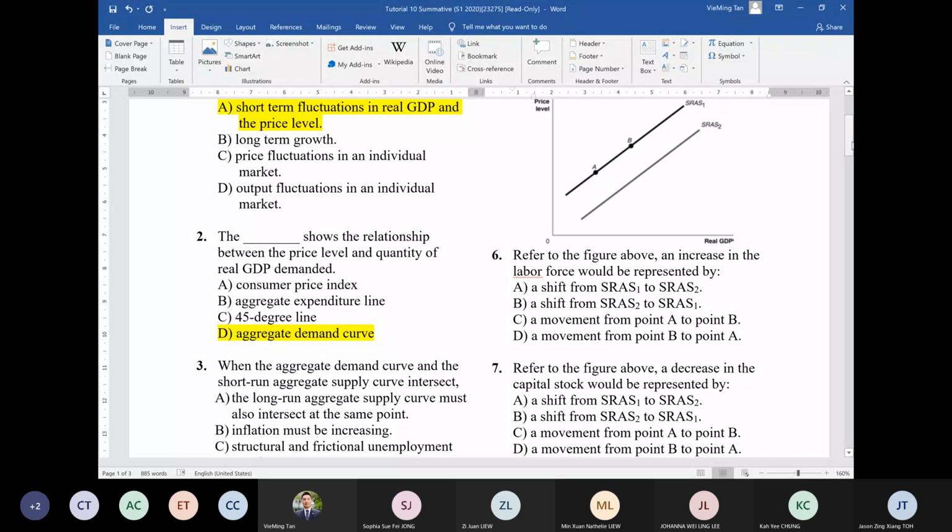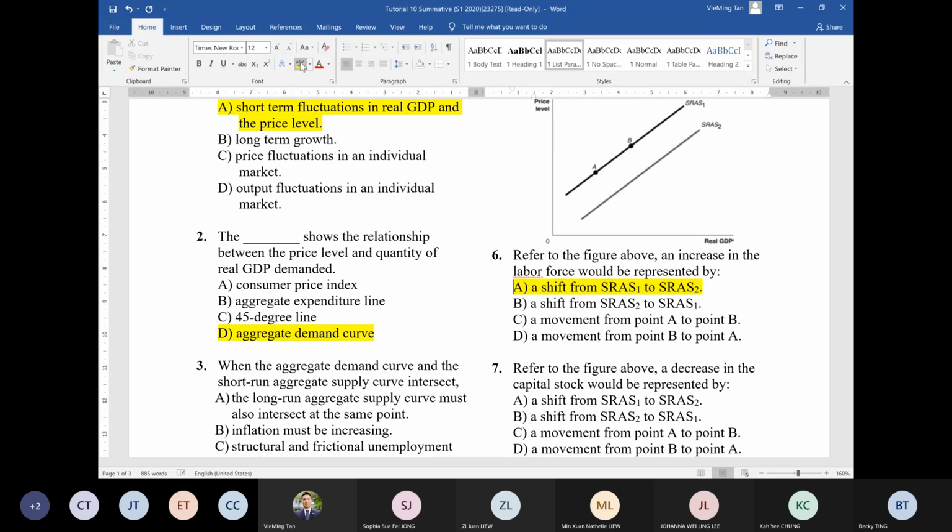Refer to the figure above. An increase in the labor force would be represented by A, a shift from SRAS1 to SRAS2. Correct. Answer is A. All right. Australia. Okay, number 7 also refers to the diagram.